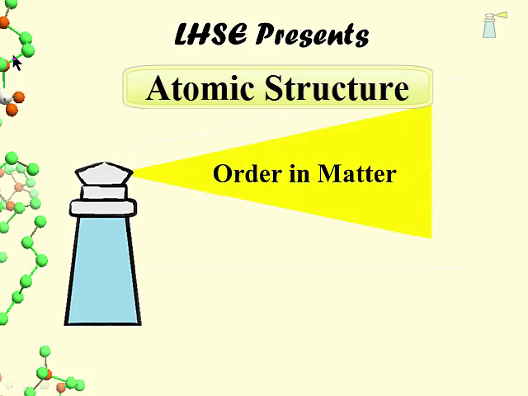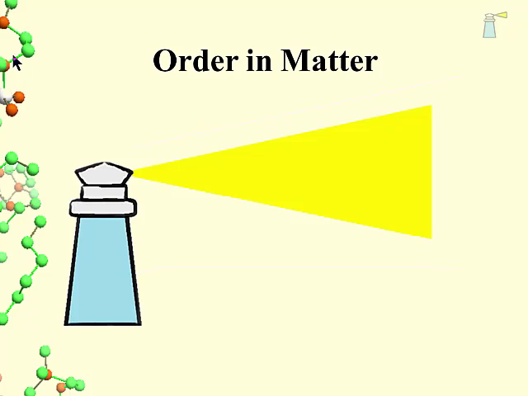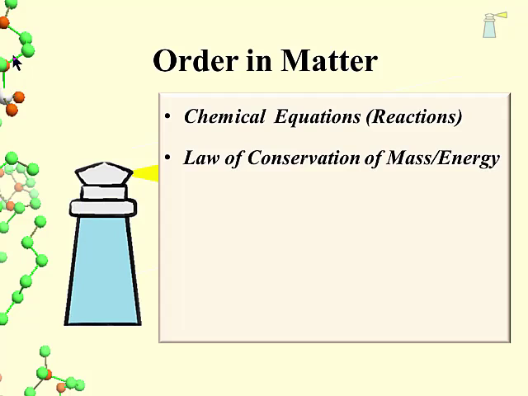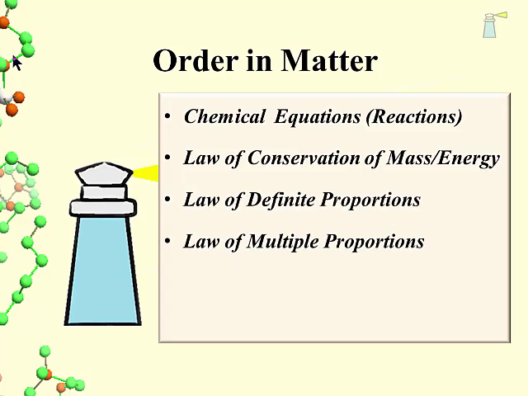Topic is order in matter. Order in matter deals with the underlying principles relating energy and matter and the numerical relationships that come when matter interacts with matter. We will begin with a description of the chemical equation. That's writing out chemical reactions. These reactions follow the law of conservation of mass and energy. We will see that the compounds come in definite proportions and that there is a law of multiple proportions. And finally, we will combine these laws and concepts into Dalton's atomic theory.